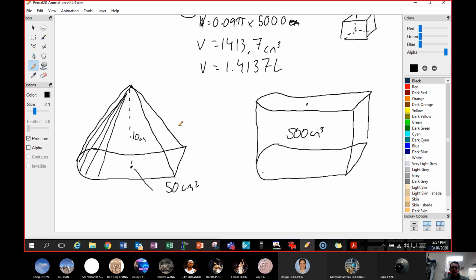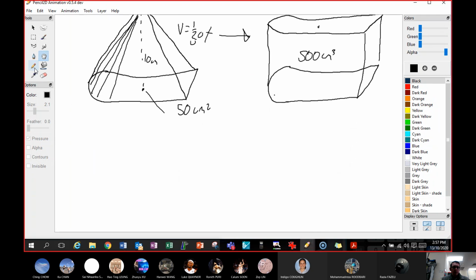Now, a pyramid means that if you have a point here, all the edges will go to that point, which is this. If that's the case, you'll fit 3 of these into there. So if 3 of those will fit in there, this volume will just equal 1/3 of that one. So what does that mean? How does that help us?